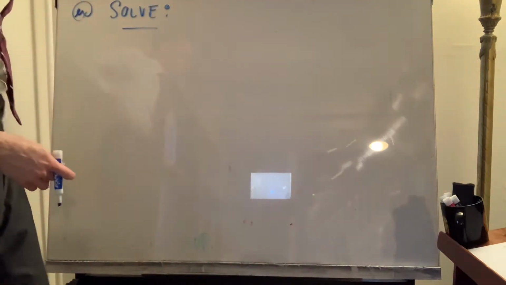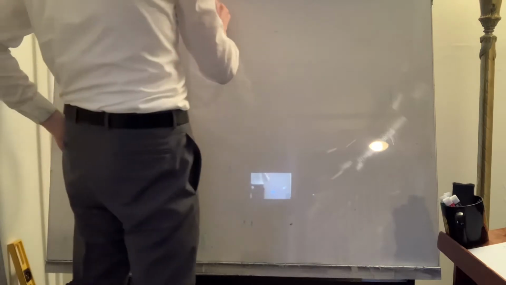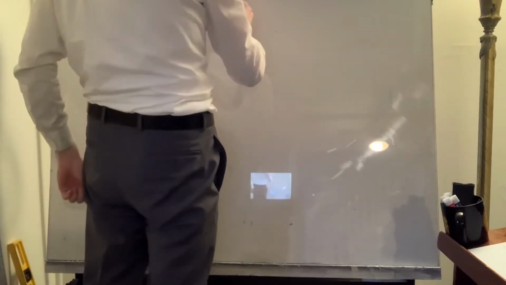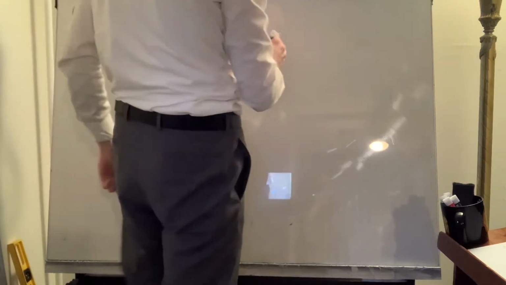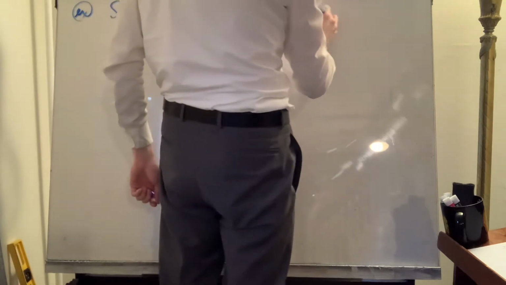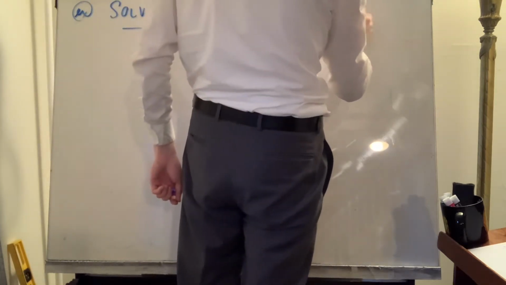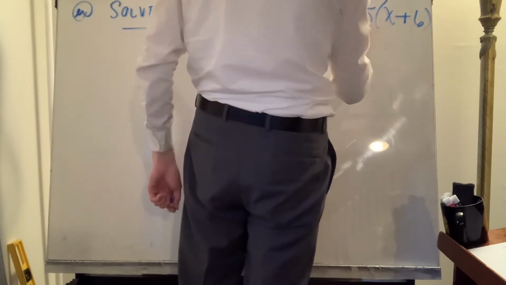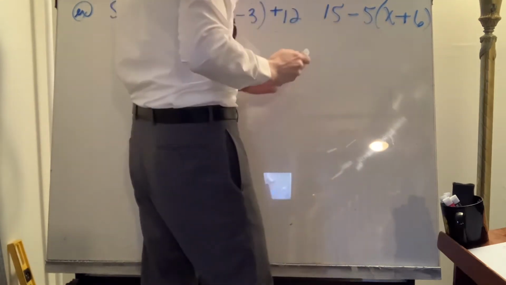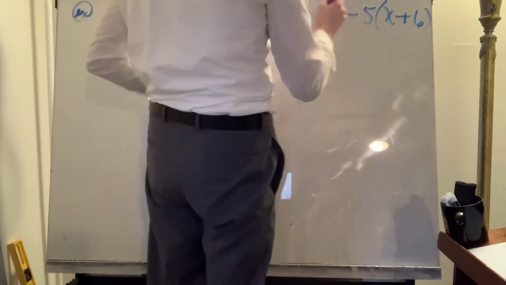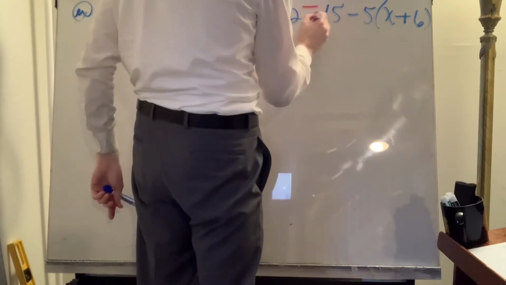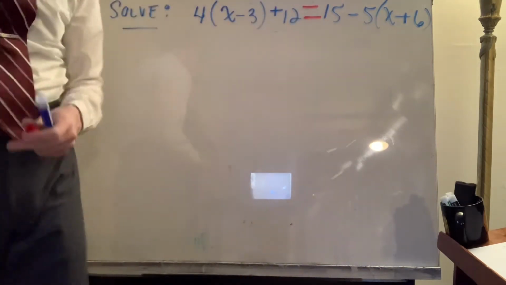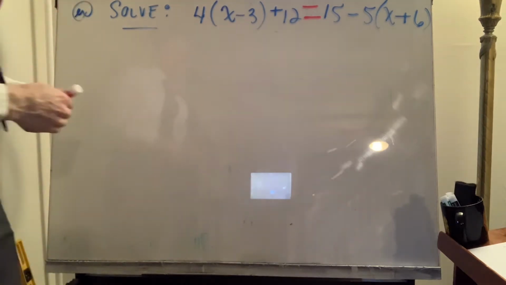So if you solve 4 times the quantity x minus 3 plus 12 equals 15 minus 5 times the quantity x plus 6. And hopefully that's nice and neat. Maybe if it helps to delineate what the sides are here, make that a different color.